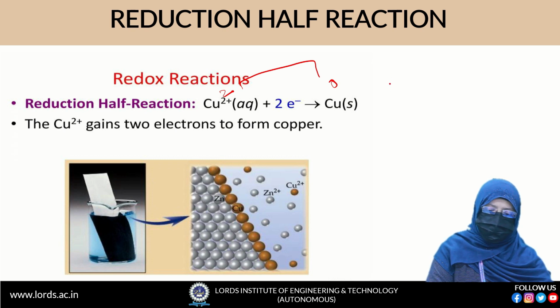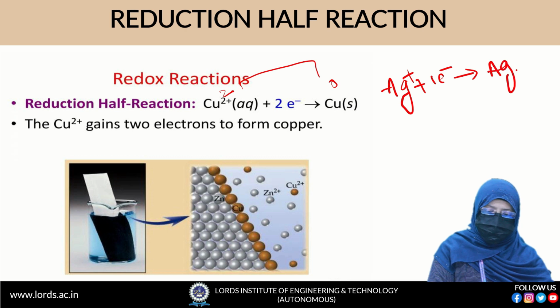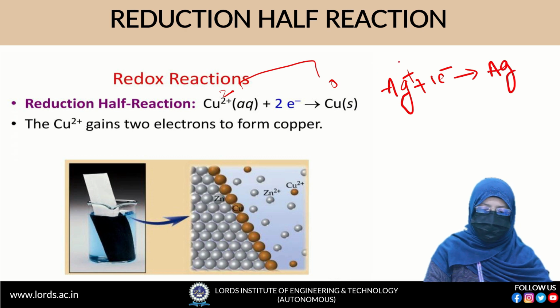If you see one more example, like silver, Ag+, after gaining one electron it turns into Ag. So what is the oxidation state of silver? Here it is 1. Then after the reaction it becomes 0. So the reaction where we find the oxidation number decreases is the reduction reaction.